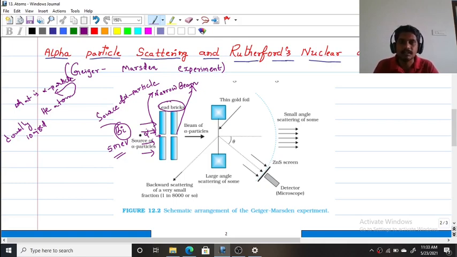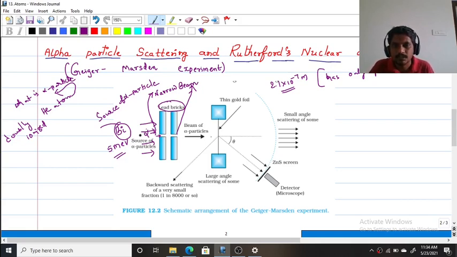Now this fine beam of alpha particles is allowed to be incident on the gold foil. The thickness of the gold foil is about 2.1 × 10⁻¹⁷ meters. A very thin gold plate is taken here, because this thickness contains only a few atoms, a small group of atoms, and that is suitable for this experiment.